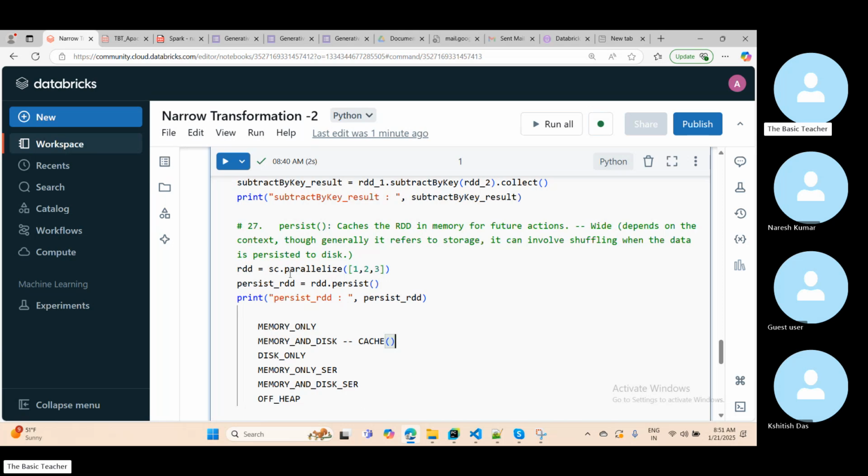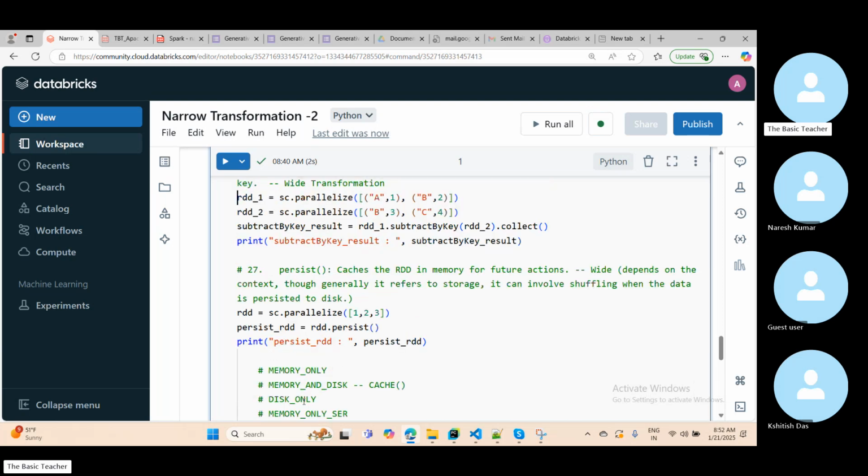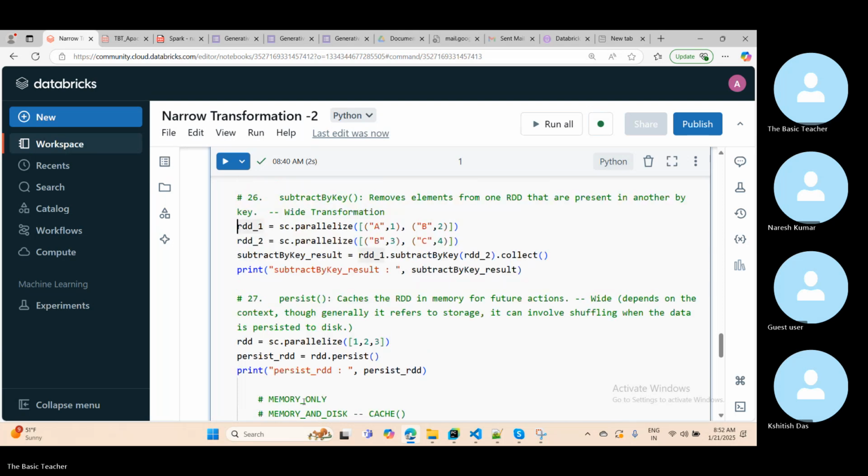Okay, so this is about this, and for now I will go with the simple one only, but tomorrow I am going to give a deeper explanation on this. Just cache and just persist, a small code. You don't need to explain that in detail.